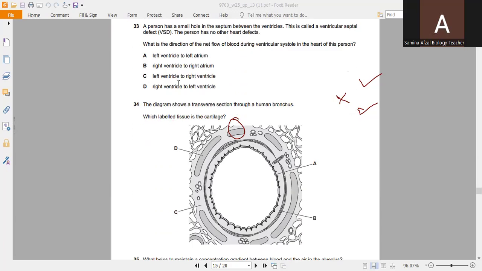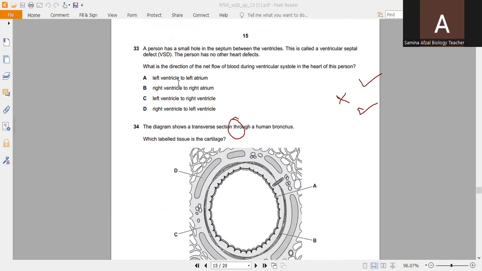Now move towards question number 33. Question number 33: a person has a small hole in the septum between the ventricles. So this is called a ventricular septal defect. The person has no other heart defects. What is the direction of the net flow of the blood during ventricular systole in the heart of this person?